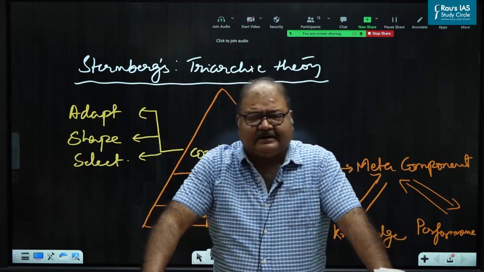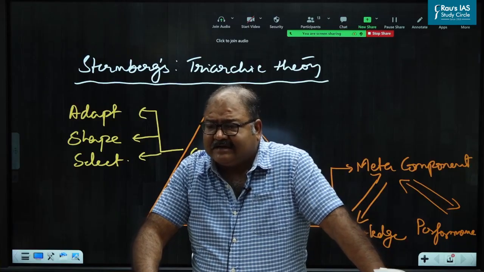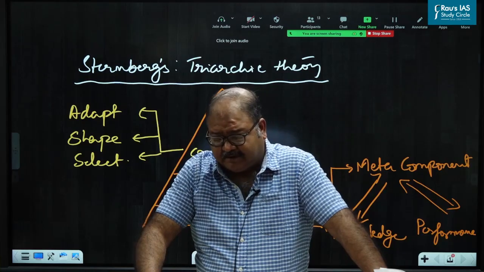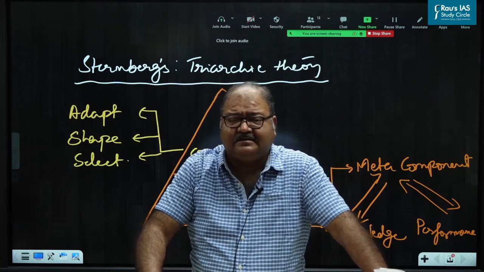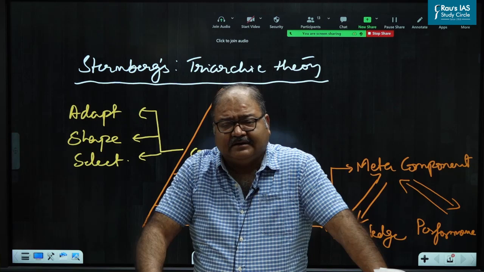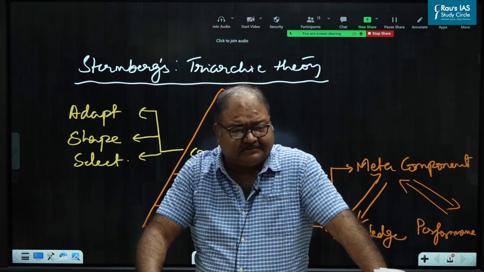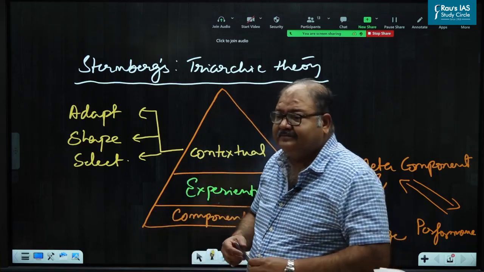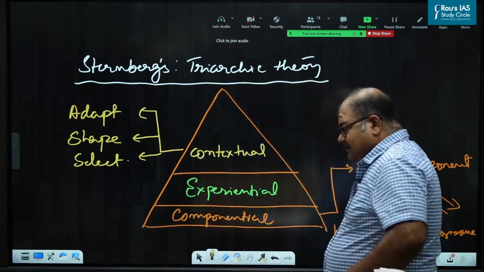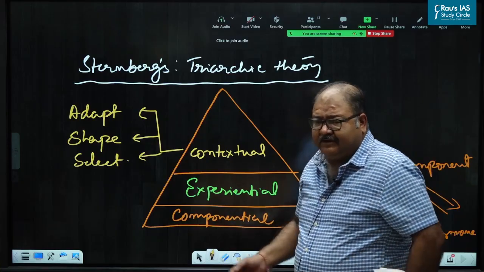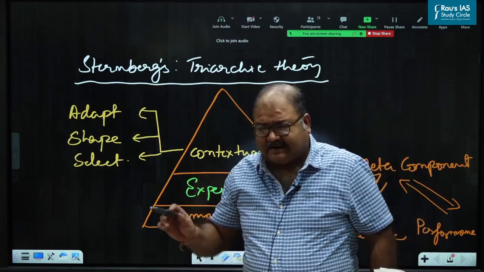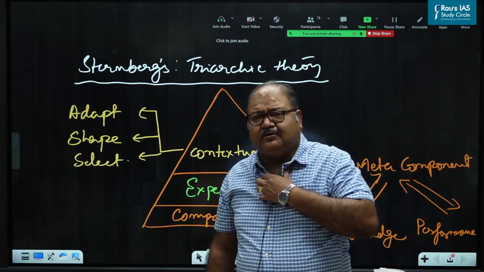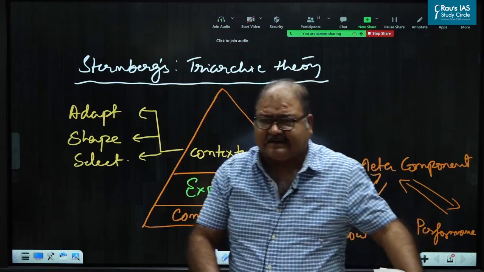So the componential intelligence determines the number of accidents you meet in life, the number of objects you break, etc. So with the help of componential intelligence, we are able to perform our day-to-day tasks. Okay? So people with good componential intelligence can handle multiple tasks at a time.